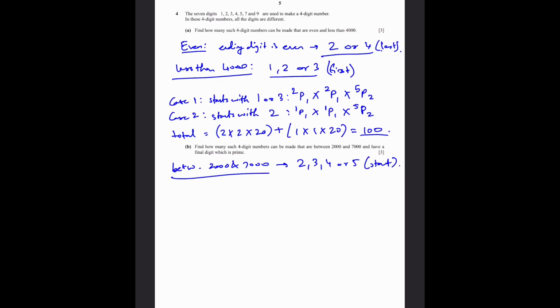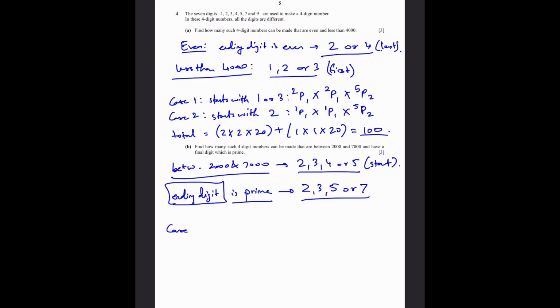The second one is the ending digit. This is very important. The ending digit, the final digit, is prime. And of course, what are the prime numbers inside? We have 1, which is not a prime number. 2 is a prime number. 3 is a prime number. 4 is not. 5 is prime. 7 is prime. And 9 is not prime. So we have 2, 3, 5, or 7. Once again, we have an overlap here. 2, 3, and 5 are present in both lists. So we should separate the 2, 3, and 5 at the start and 4 at the start.